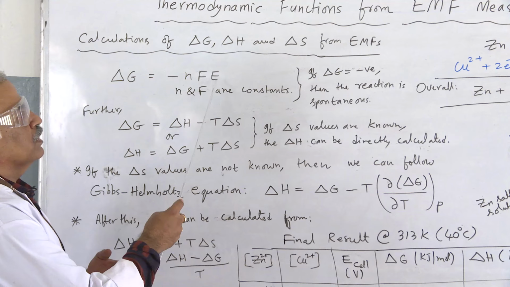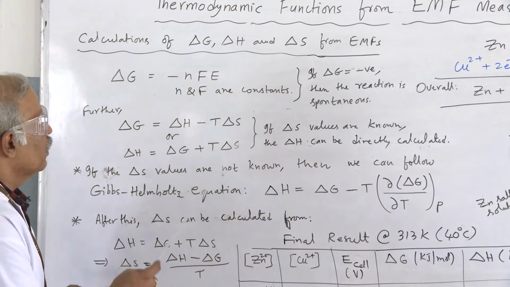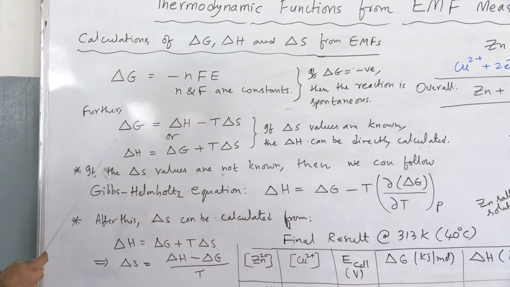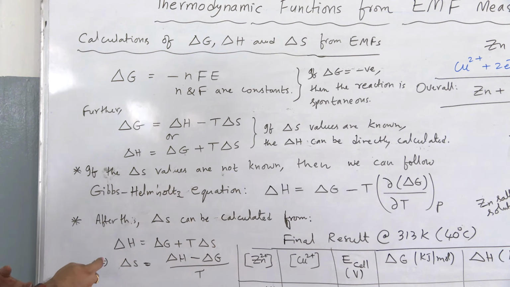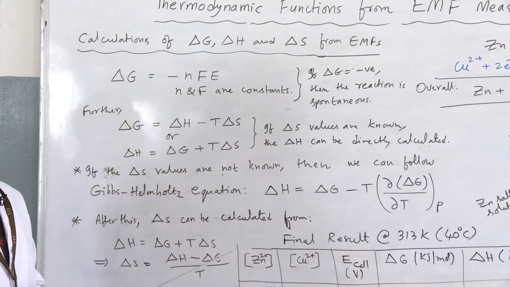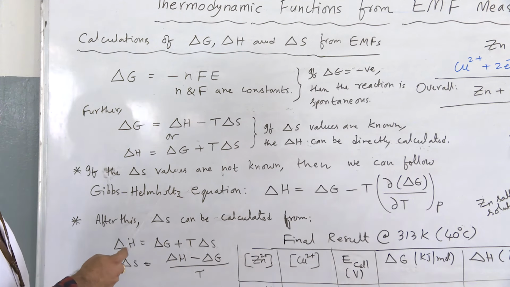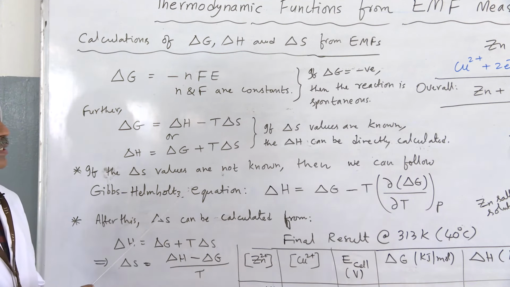So that means that the EMF value must be positive. Further, we can also use this expression for the free energy, that is delta G is equal to delta H minus T delta S, or delta H is equal to delta G plus T delta S. So, if the delta S values are known, we can directly get the delta H values from this expression.